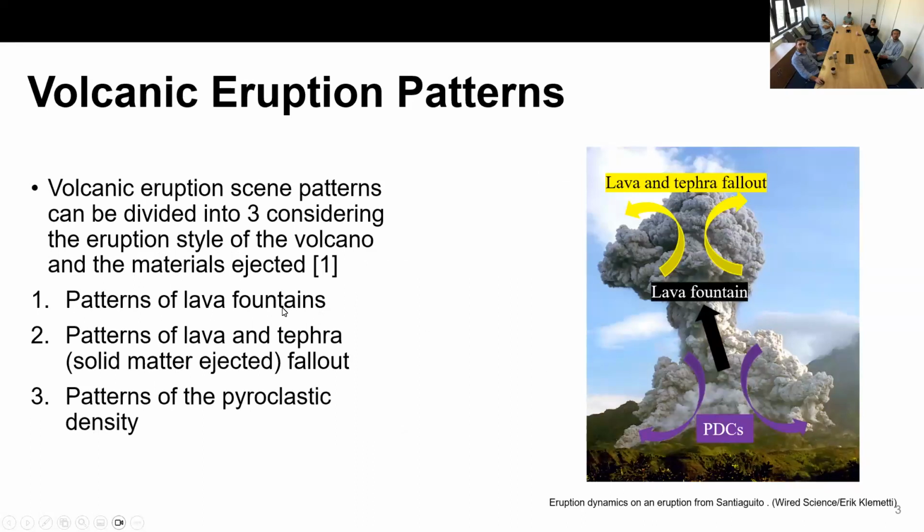So let's start with the volcanic eruption patterns. They can be simply divided into three. The first outcome of a volcanic eruption is the lava fountains, where the lava goes into the sky after the eruption, and then comes down to the earth. These are called lava and tephra fallouts. And the third and most dangerous, deadliest part of the volcanic eruption is the pyroclastic density current.